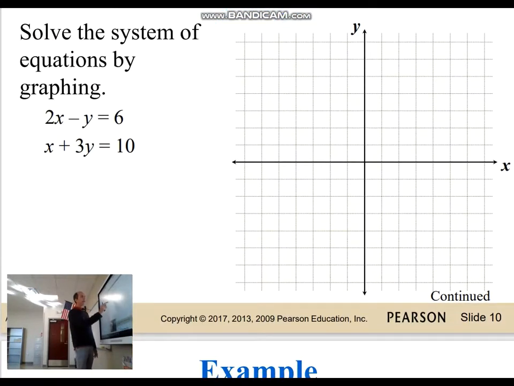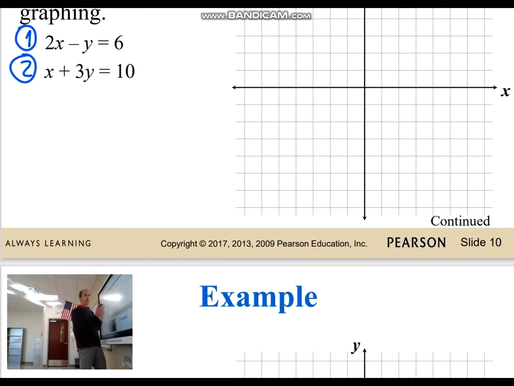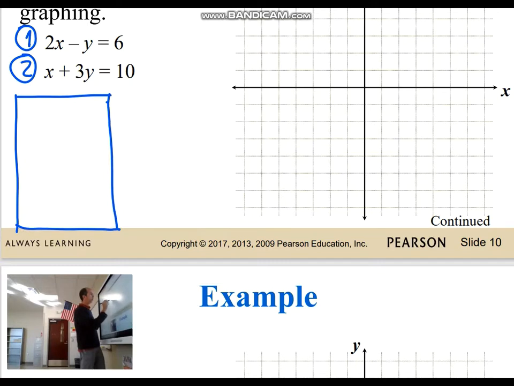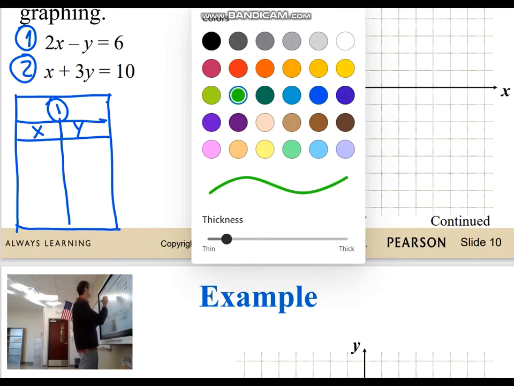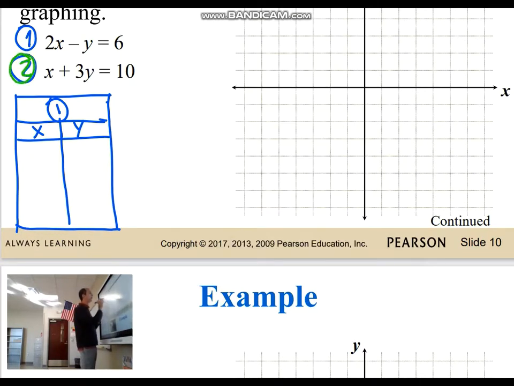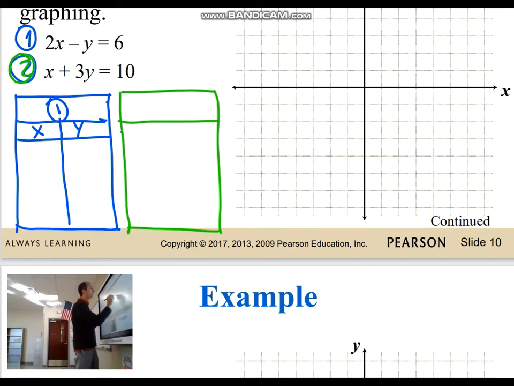Solve the system. We have the equation 2x minus y equals 6, and we have another equation, x plus 3y equals 10. Let's build a table here for equation 1 with x and y. And let's build another table here for equation number 2, also with x and y.